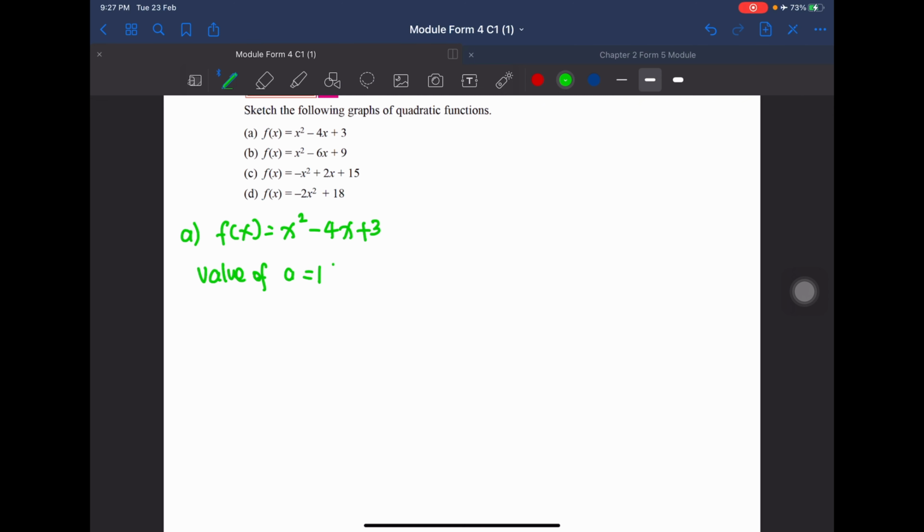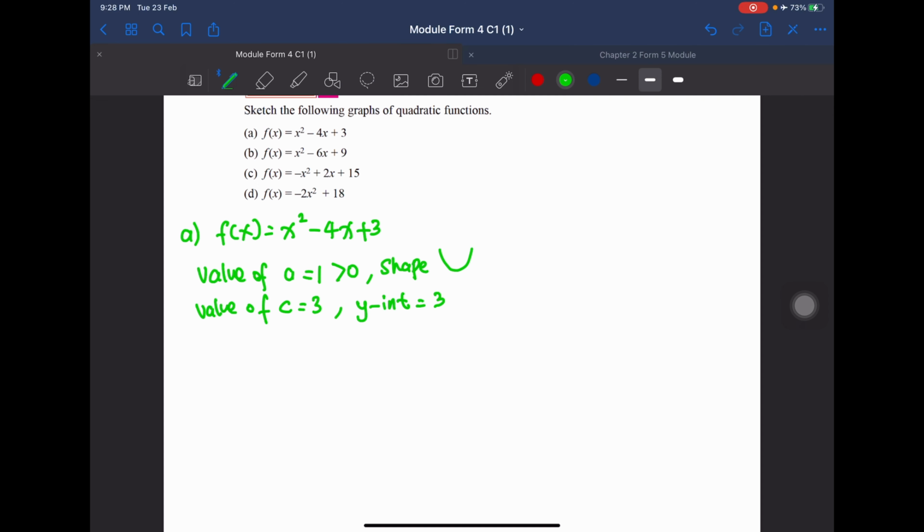Di mana 1 is more than 0. So we know that the shape of the graph is senyum. Okay, and then kita tengok lagi. Apa lagi yang ada? C di sini kan, C is 3. So maksud dia y-intercept is equals to 3. Okay, so shape dah ada, y-intercept dah ada. So next kita kena cari x-intercept.